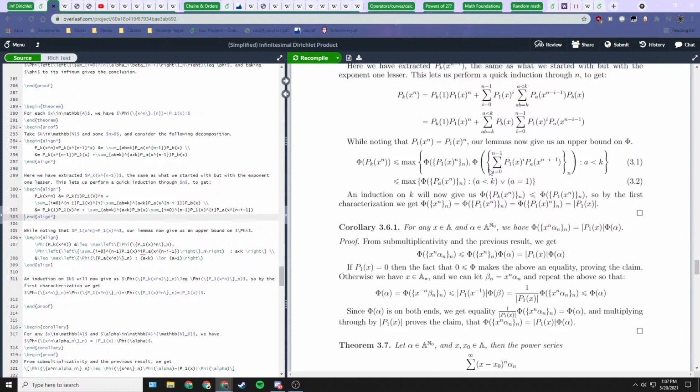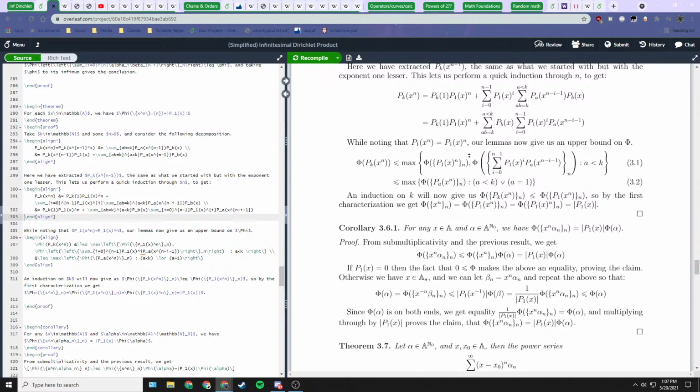And actually, here we're having more terms. We're ignoring the fact that a has to be a divisor of k, and we're just saying if a is less than k, because it doesn't matter in the end, because we're doing a less than or equal to maximum. So adding more terms than the maximum doesn't change this inequality here.